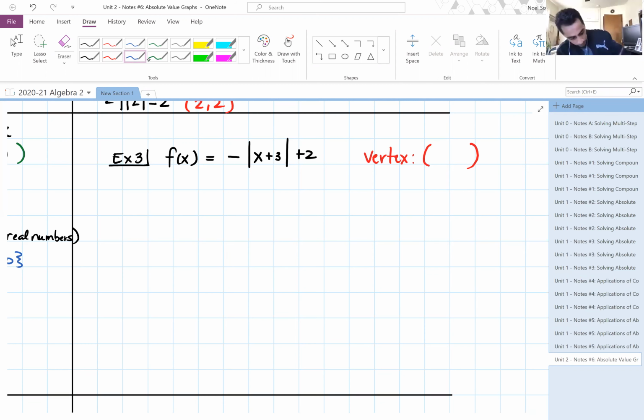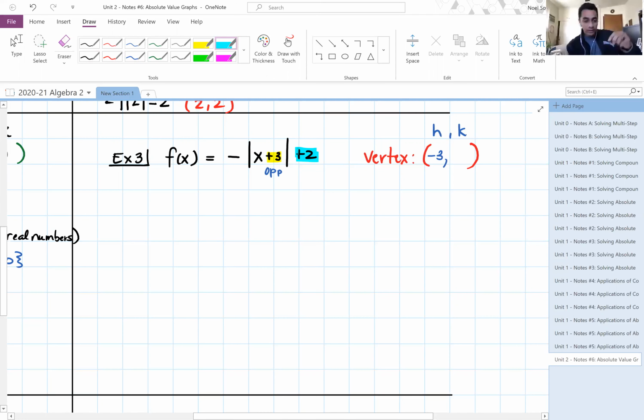Remember, vertex is just HK, AKA opposite keep, all right? So go inside the absolute value, highlight that number. Do we want 3 or do we want the opposite of 3? And we want the opposite, right? Sorry, I gave the answer away. So we want -3. And then we look to the outside. I see a +2 this time. Do we want to keep it or do we want the opposite of that?